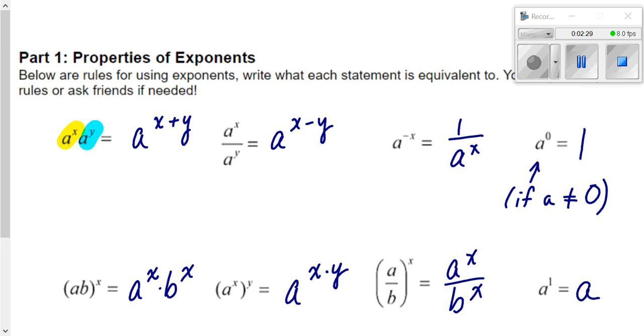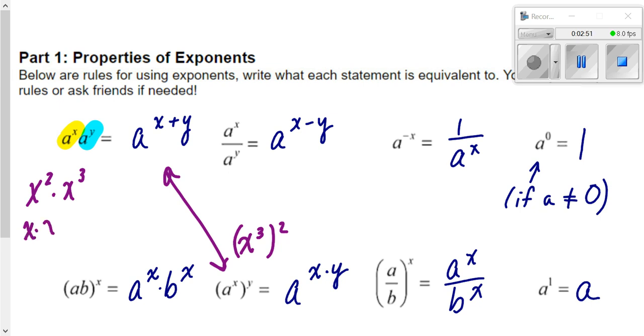Now, I will confess that as a student, I had a really hard time remembering this property. I got it confused a lot with this one down here. So what I would do, and I remember this specifically from my Algebra 2 class, is I would write down these 2 examples. And I would think, okay, x squared means x times x. x to the third means I have 3 x's. So altogether I have x to the 5. So then I could see, 2 and 3 make 5 if I add.